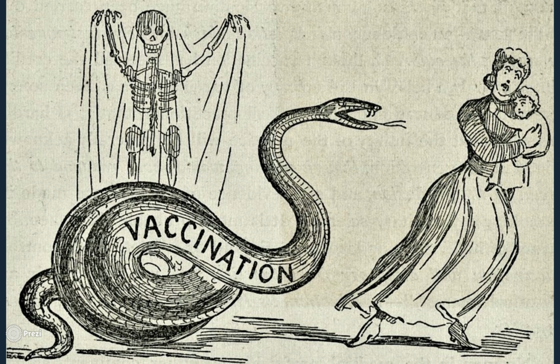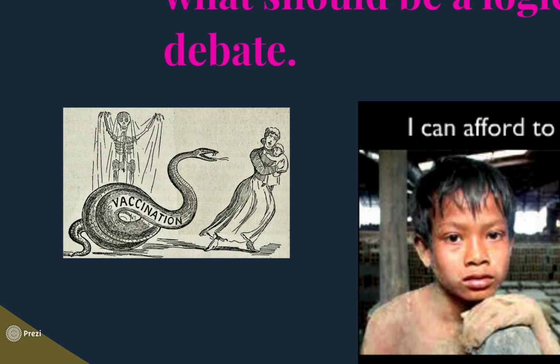So even going back into the late 1700s, or not 1700s, excuse me, in the 1800s, early 1900s, I forget exactly which era this is from, but clearly they're using just these scare tactics. A woman holding her child afraid of the snake and the skeleton that's risen from the dead. That's obviously supposed to be vaccinations.